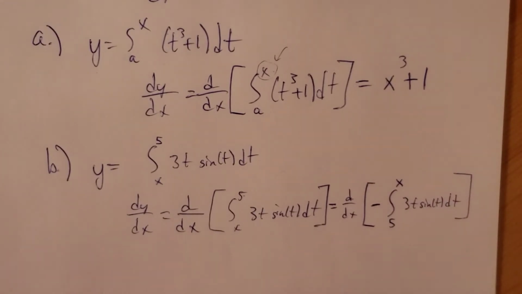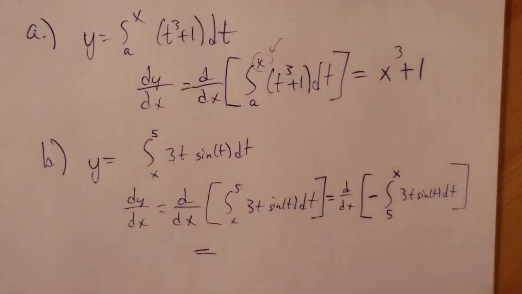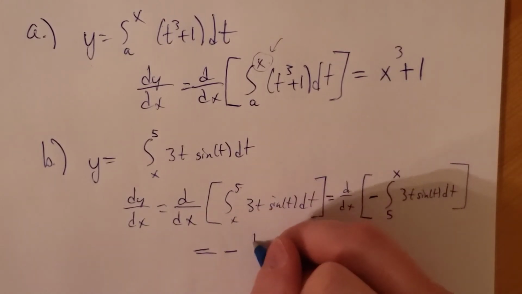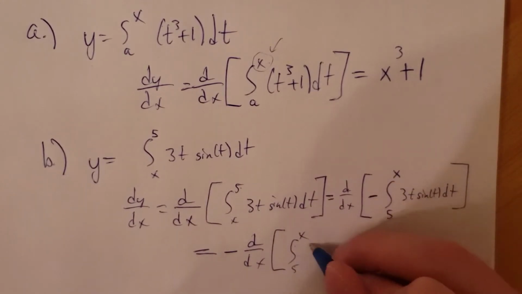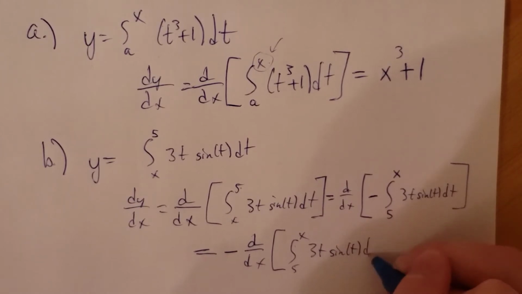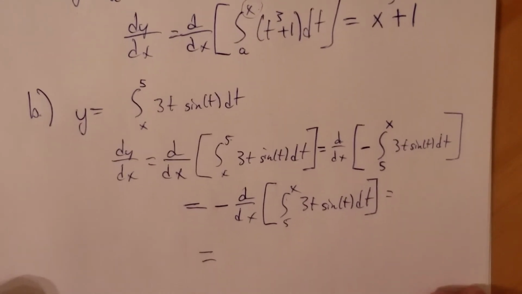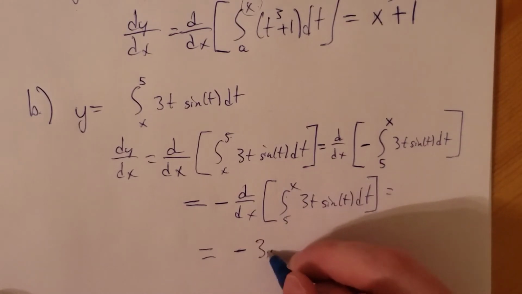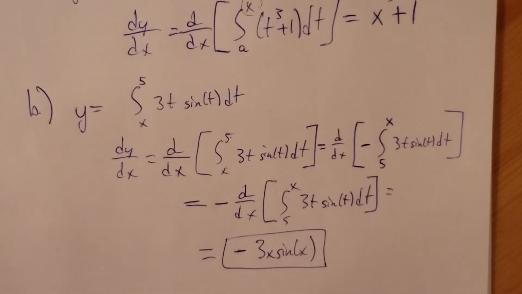All right, this sets us up really well now. This now looks almost exactly like our fundamental theorem of calculus part 1. First thing we're going to do though is pull out the negative. So this is just the negative of the derivative of the integral from 5 to x of 3t sine of t dt. And now this looks like our fundamental theorem of calculus part 1. And so this is just negative of the derivative of this thing, which is just 3x sine of x. And so we have successfully calculated the derivative of y here.